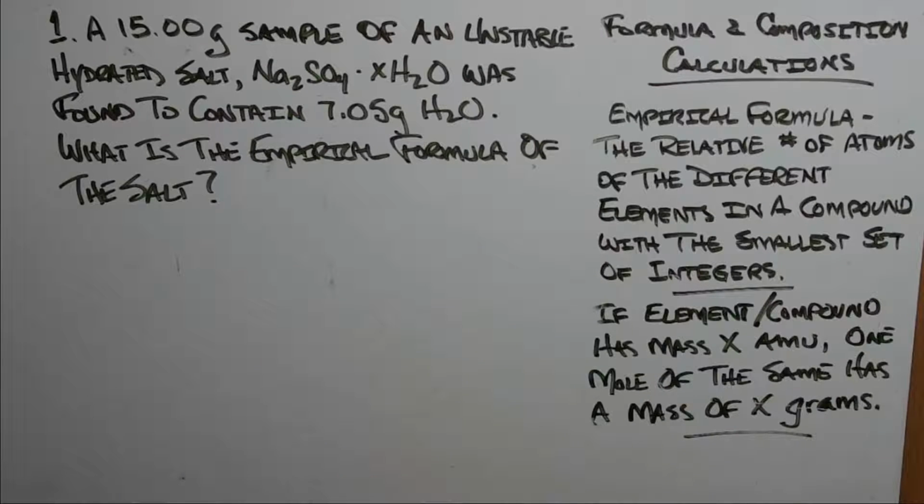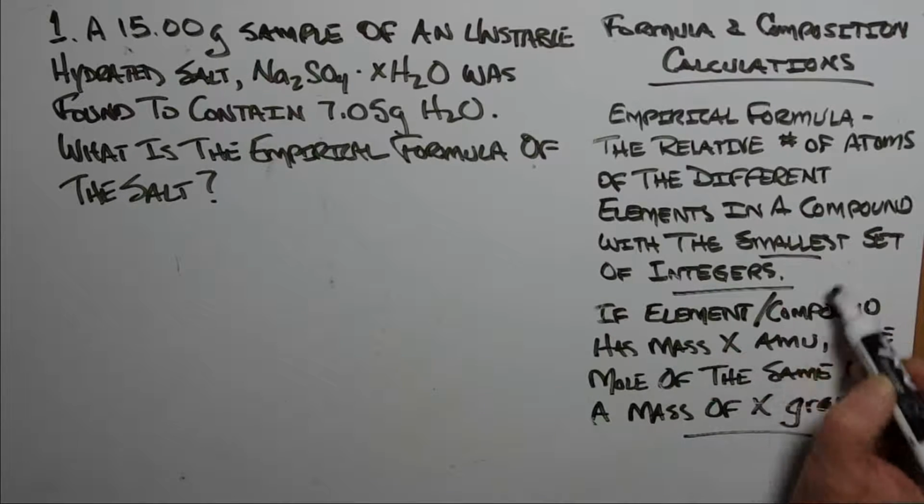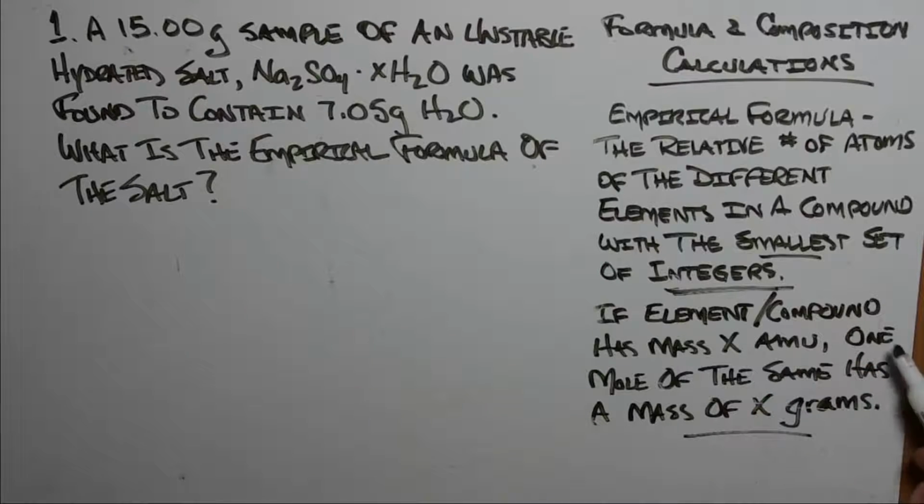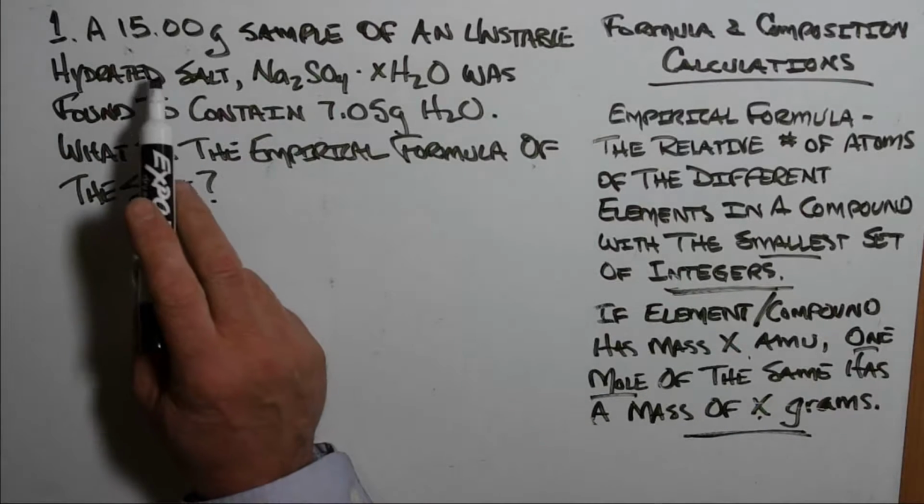All right, everybody, we're back for another set of formula and composition calculations. But again, the idea of an empirical formula is the relative number of atoms of the different elements in a compound with the smallest set of whole number integers. And we'll be using the idea of the mole. If an element or compound has a mass of so many atomic mass units, then 1 mole of the same element or compound has a mass of the same number of grams.